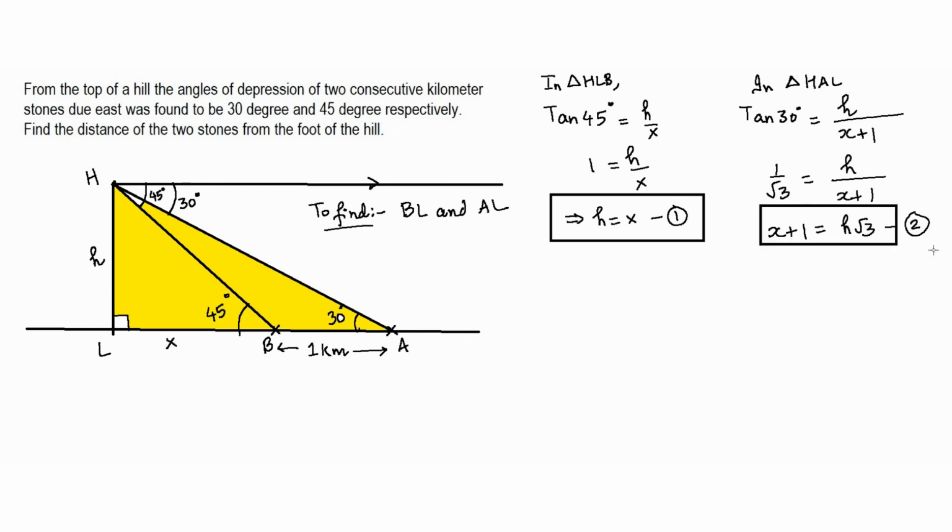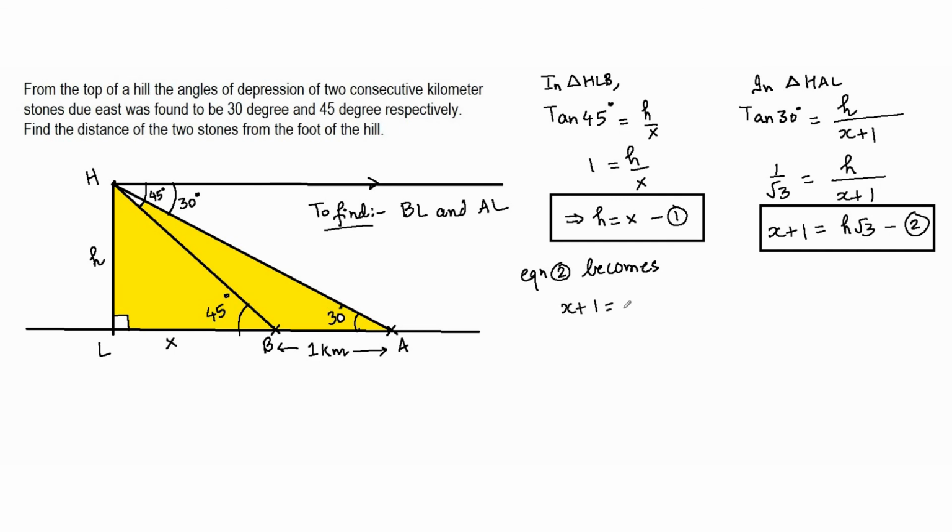So now what am I supposed to find? I am supposed to find the value of x. That's the distance between the first kilometer stone and the hill. And then of course if I add 1 to it, I'll get the distance of the second kilometer stone from the hill. So now from these two equations, I can substitute h as x. So the equation 2 becomes, instead of h I'm substituting x.